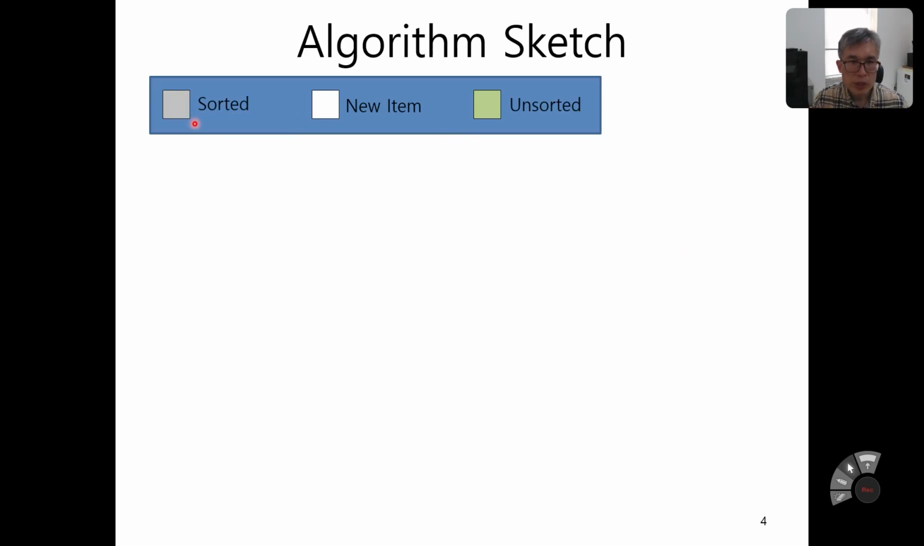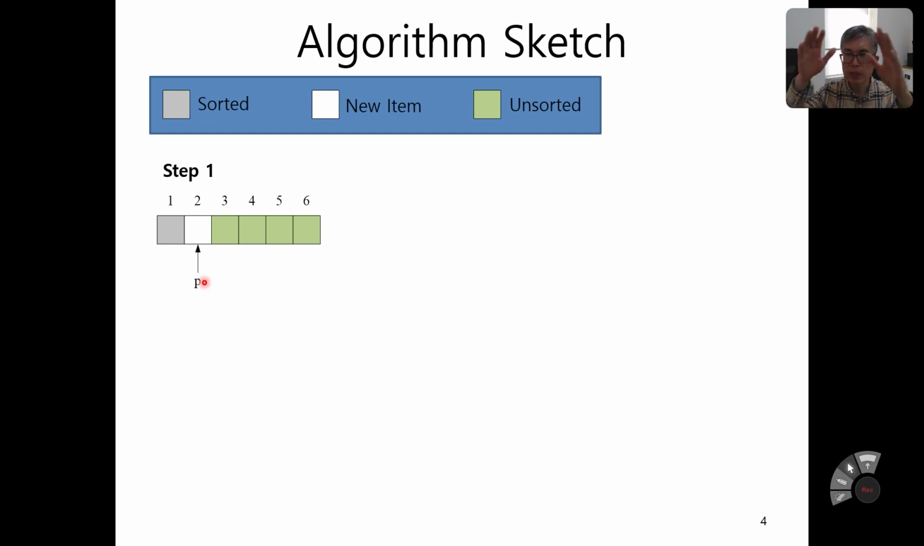So, the algorithm sketch: the gray one is sorted, white is a new item, green is unsorted. First, the first card is already sorted. Then the idea is we have a new card and we compare it with the previous deck of cards, already sorted, scanning from rightmost toward the leftmost. If my card value is greater than or equal to the current compared card, I just insert it. If my value is less than the current compared card, I have to move to the left until I find the appropriate position.